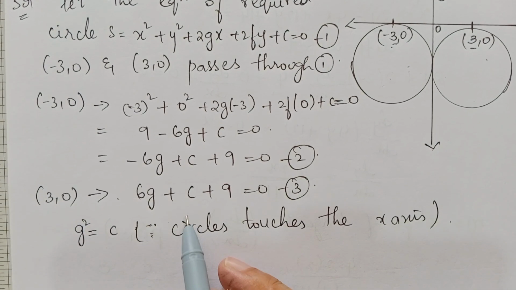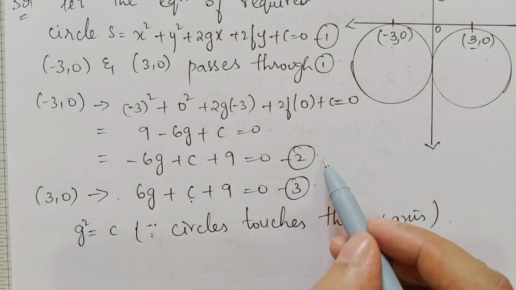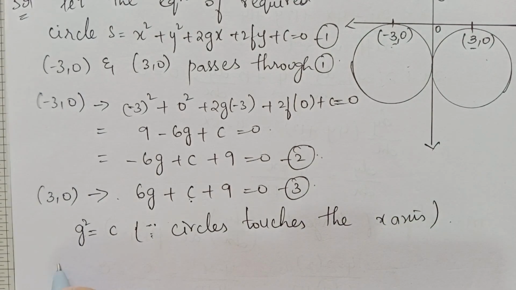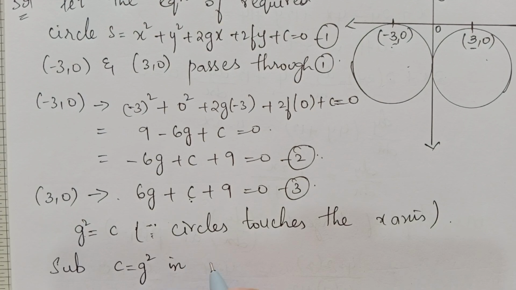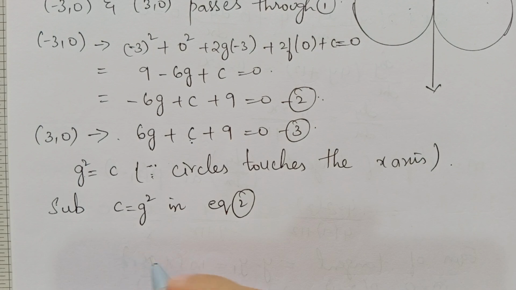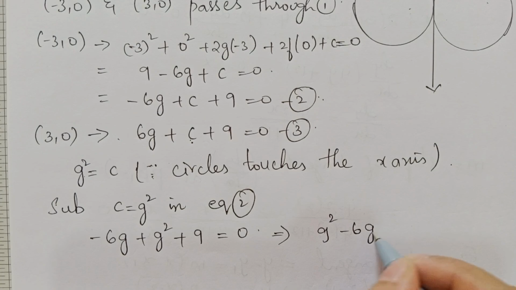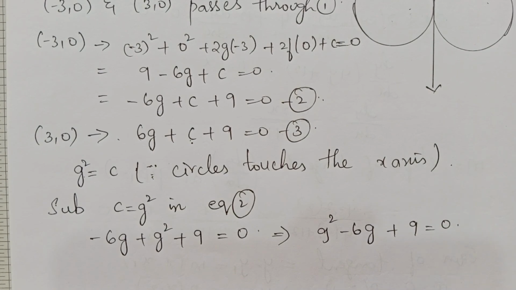Now we can replace the value of c in this equation as g square. Okay, I will do it for equation 2. Substitute c equals to g square in equation 2. So we will get minus 6g plus g square plus 9 equals to 0. So this can be written as g square minus 6g plus 9 equals to 0 arranged.